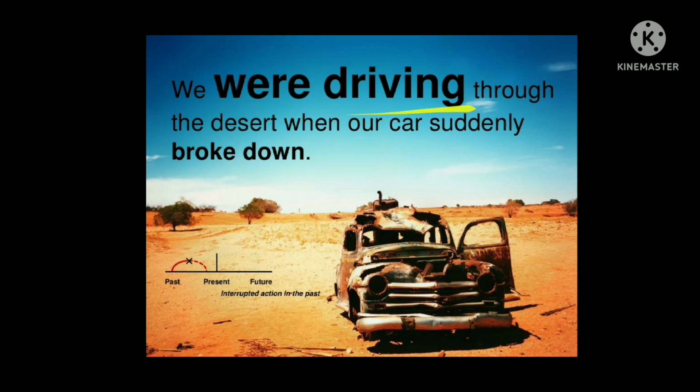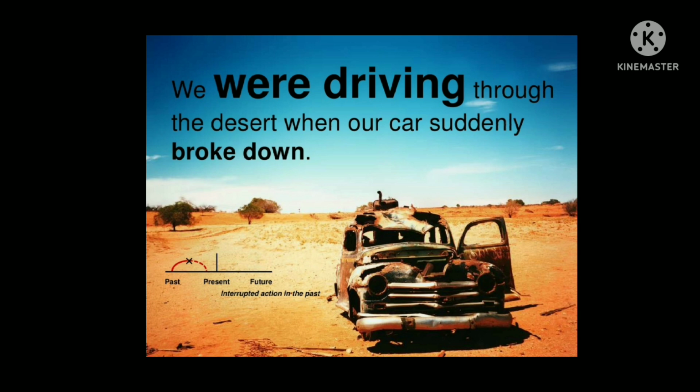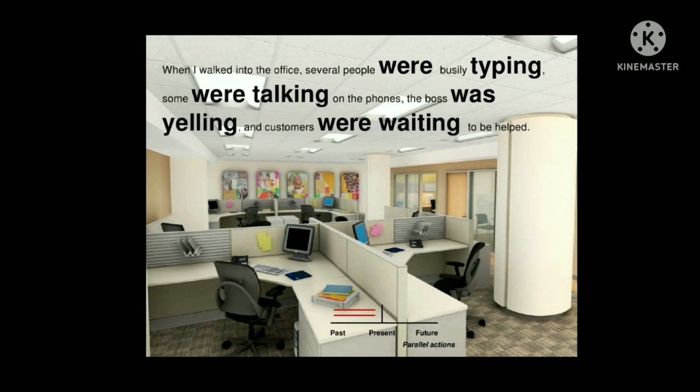When it is done and a small interruption comes, then we will use simple past. Okay, next. When I walked into the office, several people were busy typing. That means past continuous is going on, and some were talking on the phone and the boss was yelling and customers were waiting to be helped. Now here all the work is done with the past continuous. Nothing is done in the simple past.